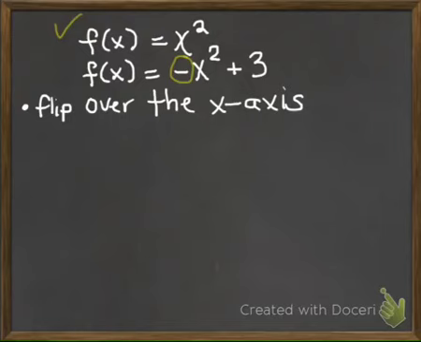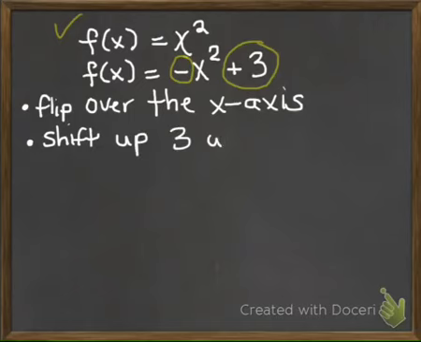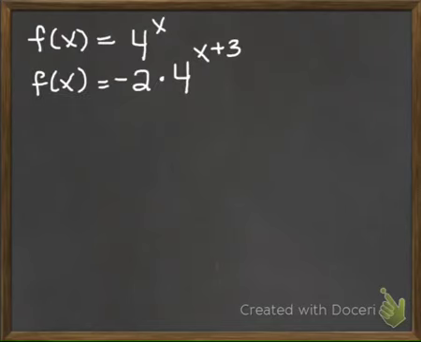And the next thing is we have this +3 and it's on the outside. So that means that we're moving down. So shift, not down, up, excuse me, up because it's positive. Here we go. Moving on to the next one.